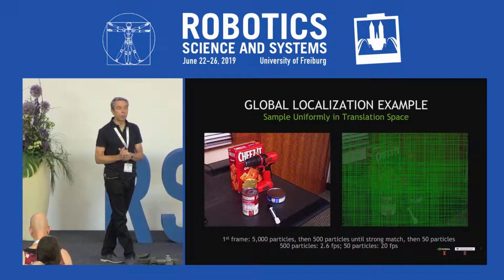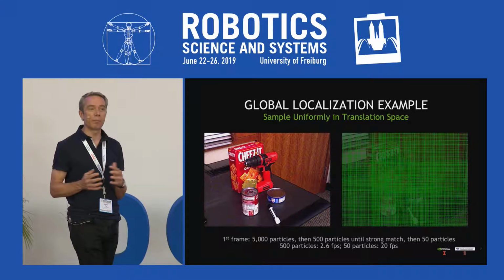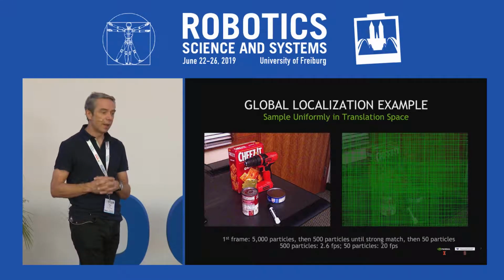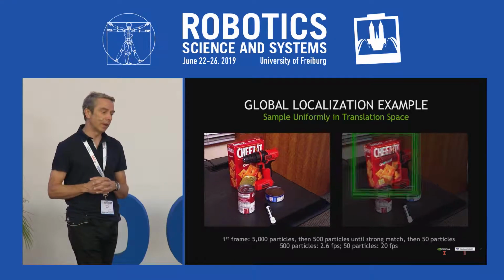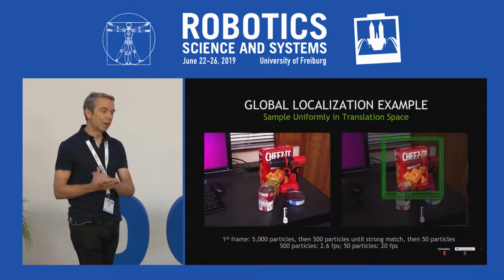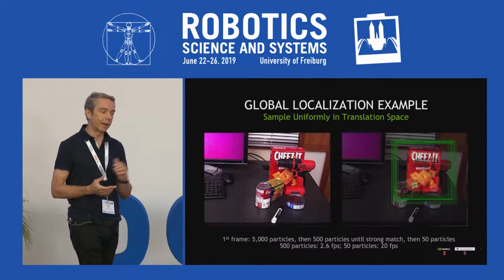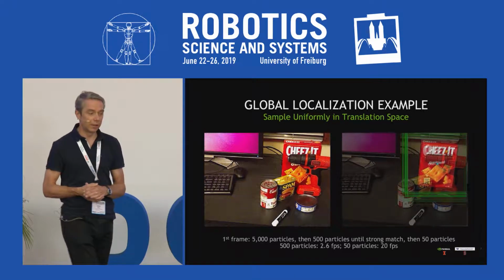We can also do global localization, where we just sample 5,000 particles in XYZ space, and after 1 or 2 frames, the distribution collapses to the correct pose distribution, and now with 50 particles, we can again track the object in real time.